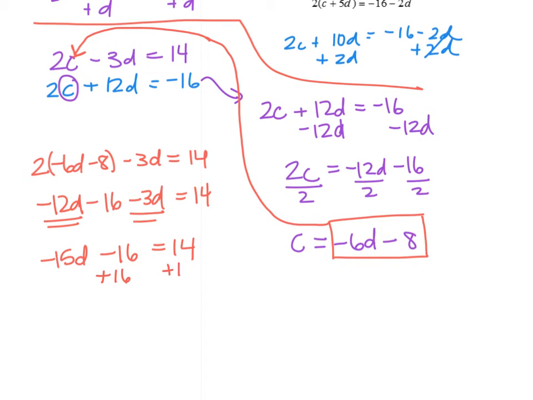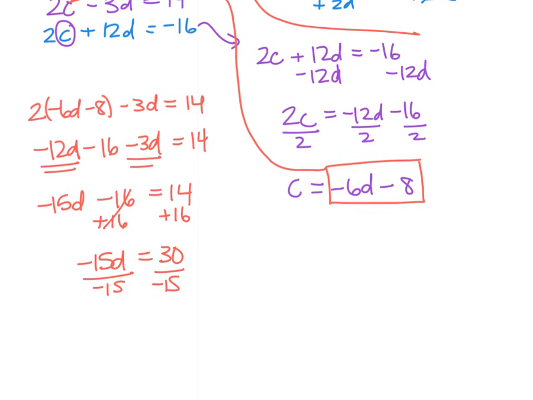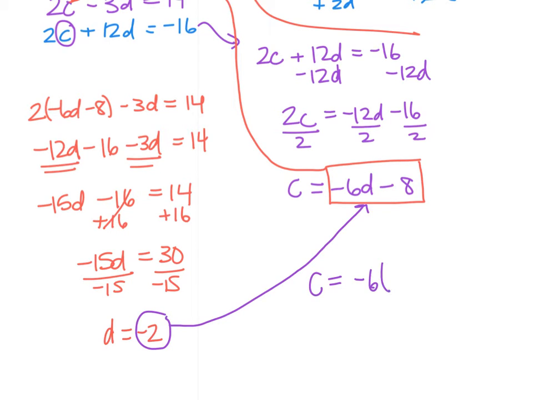Now we'll solve for d. Let's add 16 to both sides. Negative 15d equals 30. Divide both sides by negative 15. And we get d equal to negative 2. So now that we have one of our answers, we're going to take that negative 2 and plug it in to the box. Because d equals negative 2, c equals negative 6 times negative 2 minus 8. That's negative 12 minus 8, so c is equal to a negative 20.